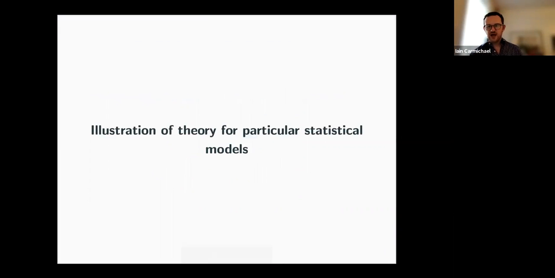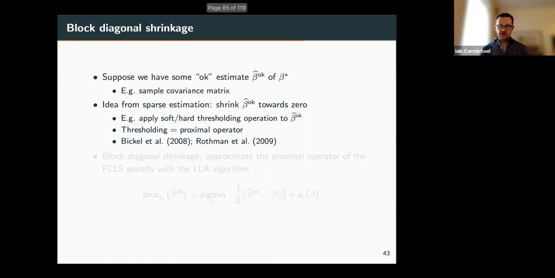But let's see what happens when we apply our general theory to some particular models. The first model I'm going to think of is maybe the simplest statistical model you could think of. Our loss function is going to be the Frobenius norm. But we're going to motivate this as follows. Let's say we have some OK estimator of the population parameter. So maybe beta OK is the sample covariance matrix. It's not a horrible thing to do. It might not work super well in high dimensions, but let's say we have some OK estimator.